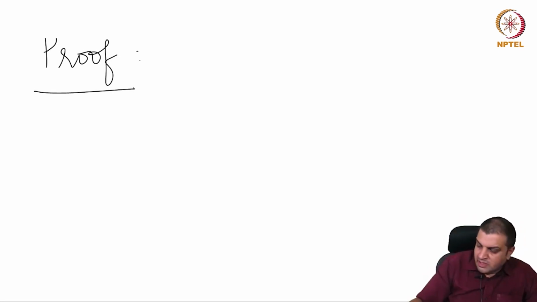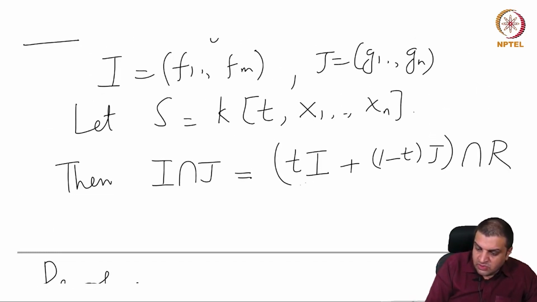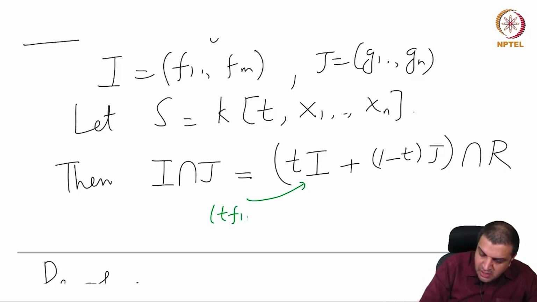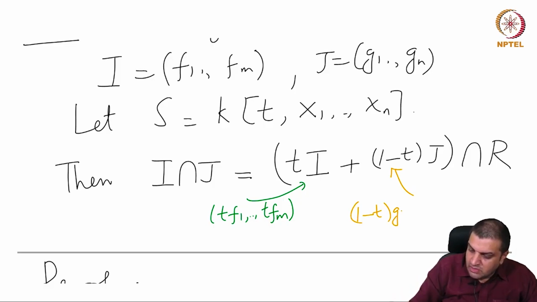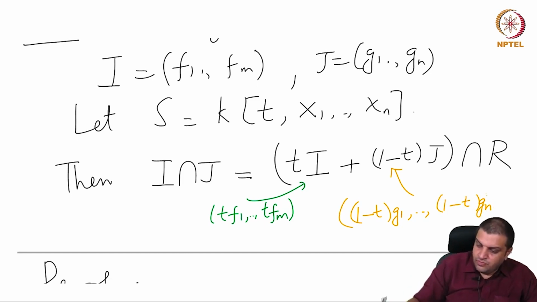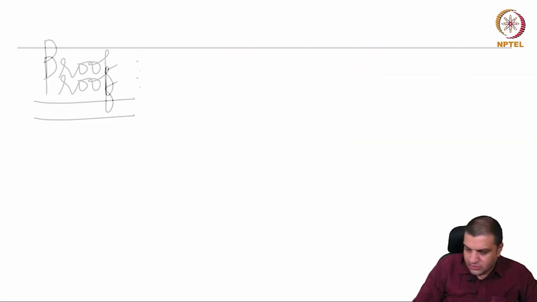So first of all, I hope it is clear what is meant here. This is the ideal generated by T times F1 up to T times Fm, that's T times I, and this is the ideal generated by 1 minus T G1 through 1 minus T Gn. So it is an S ideal, and that contracted to R would be I intersect J. So, proof.